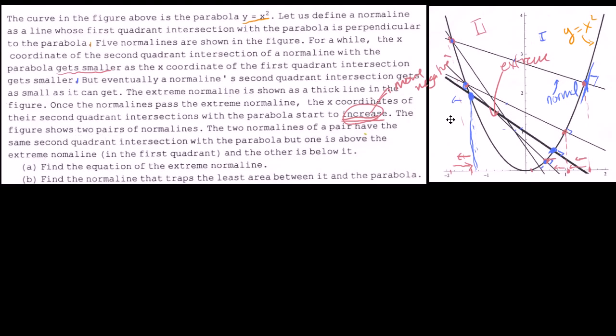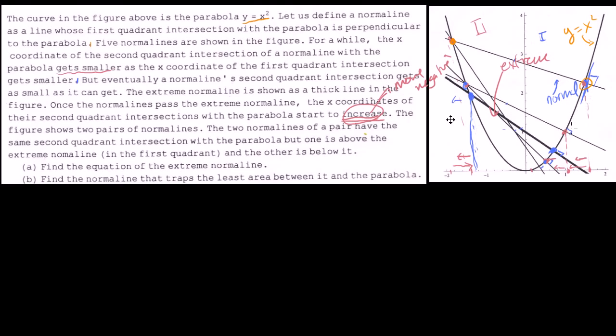The figures show two pairs of normal lines. Fair enough. The two normal lines of a pair have the same second quadrant intersection with the parabola, but one is above the extreme normal line in the first quadrant, the other is below it. Right, fair enough. For example, this guy right here, this is when we had a large x value. He intersects in the second quadrant there.